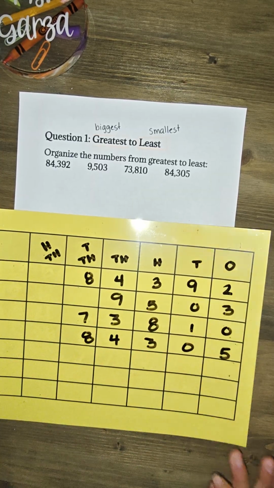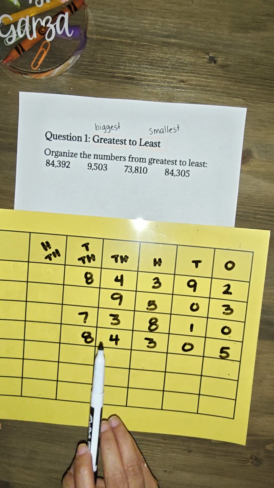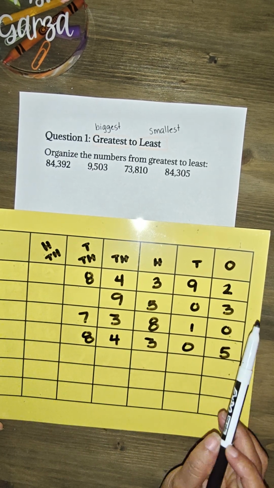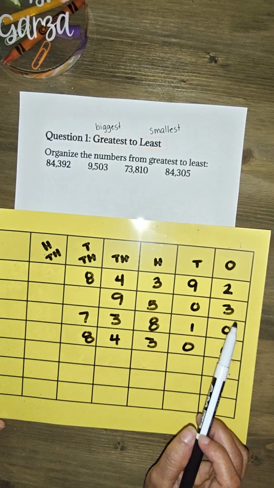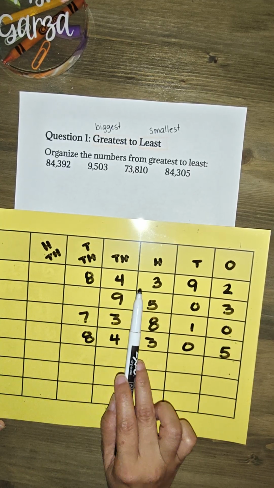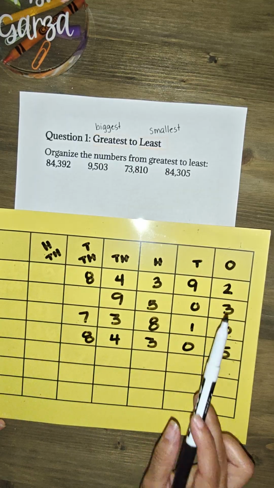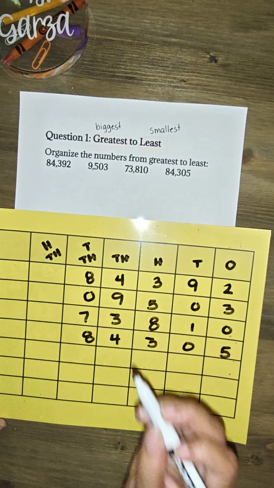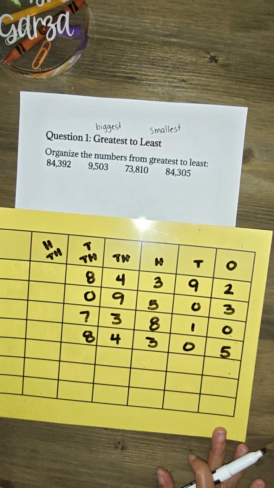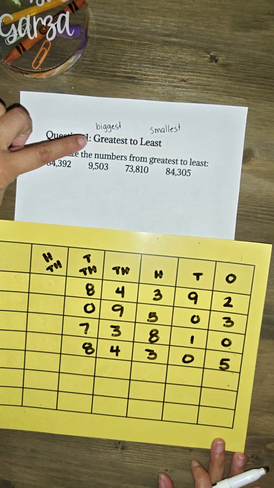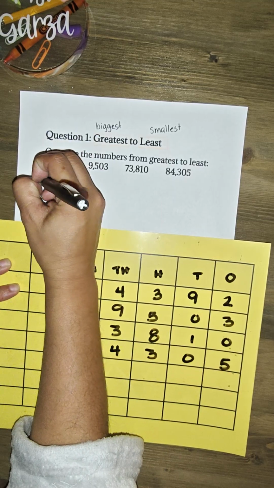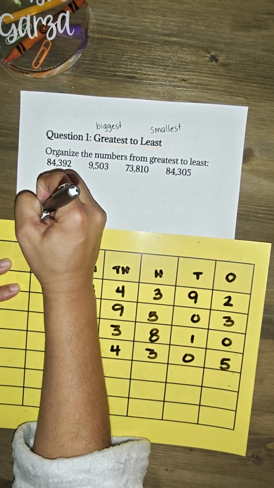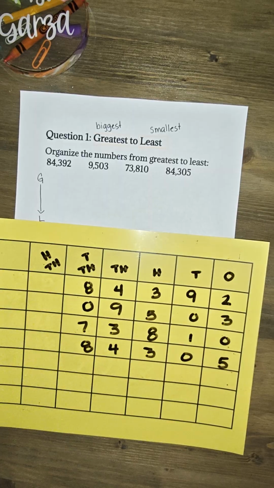All right, so far we have 4 whole numbers. Now we have the number 9,503. That one only has 4 digits, but all the other ones have 5 digits. So I'm just gonna go ahead and add the 0 so that'll make it easier on myself. Now over here, my question wants me to organize things from greatest to least. Okay, so let's go ahead and get started.